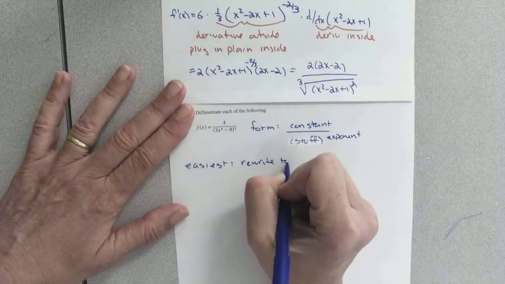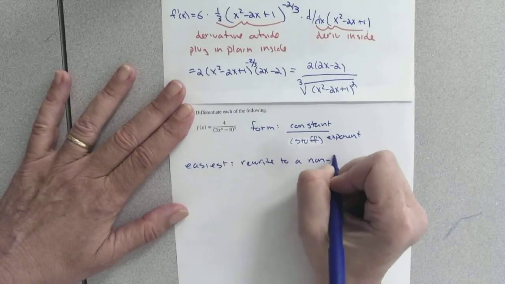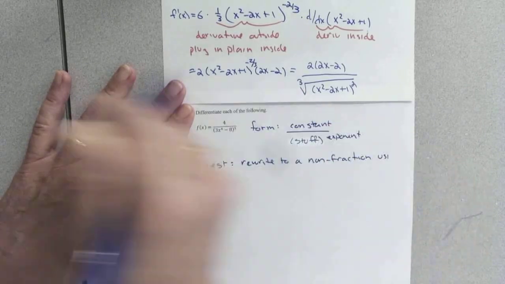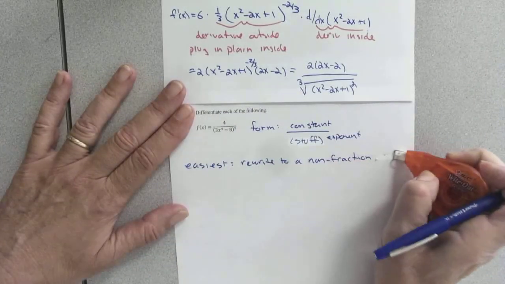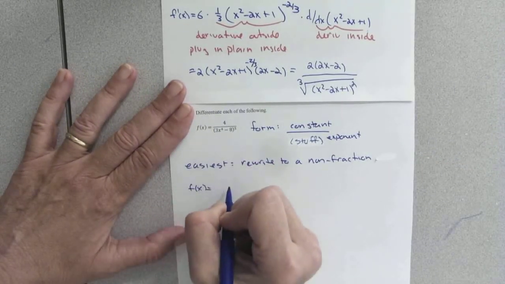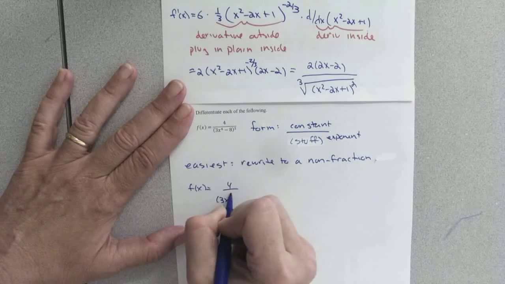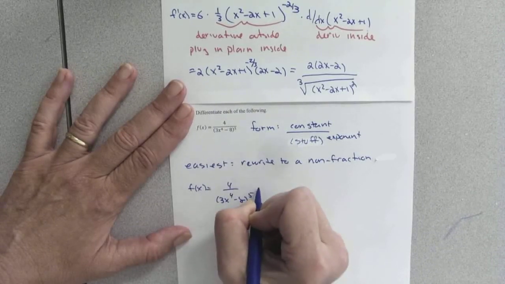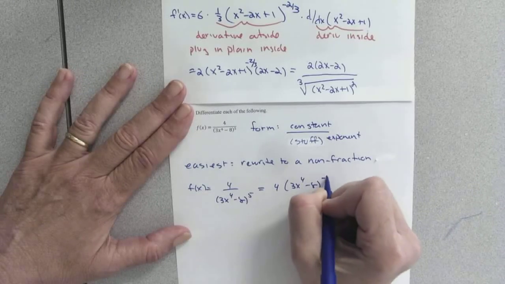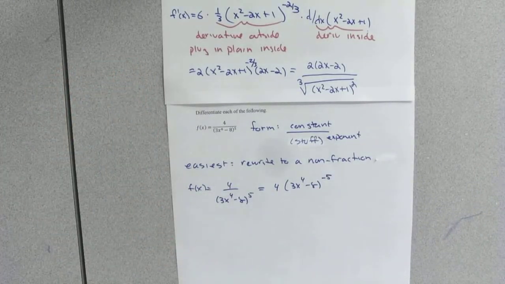rewrite to a non-fraction. So in this case, I'm going to say that 4 over (3x to the 4th minus 8) to the 5th is 4 times (3x to the 4th minus 8) to the negative 5. By doing that, it's now just a chain rule.